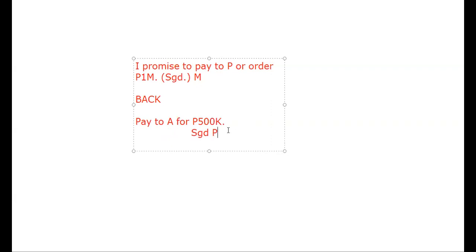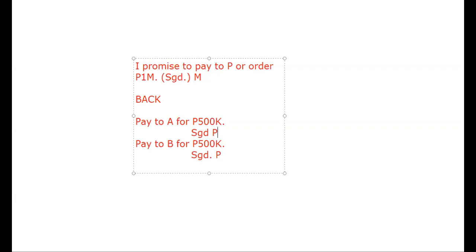Now, how about if P is aware of that? Kasi nag-aral din siya ng negotiable instruments. So alam niya na bawal yung partial negotiation. Bawal yung partial endorsement. So, ano ang ginawa niya ngayon? Pay to A for 500,000 and then pay to B for the remaining amount of 500,000. Signed, pinirmahan pa niya pa rin, signed P.